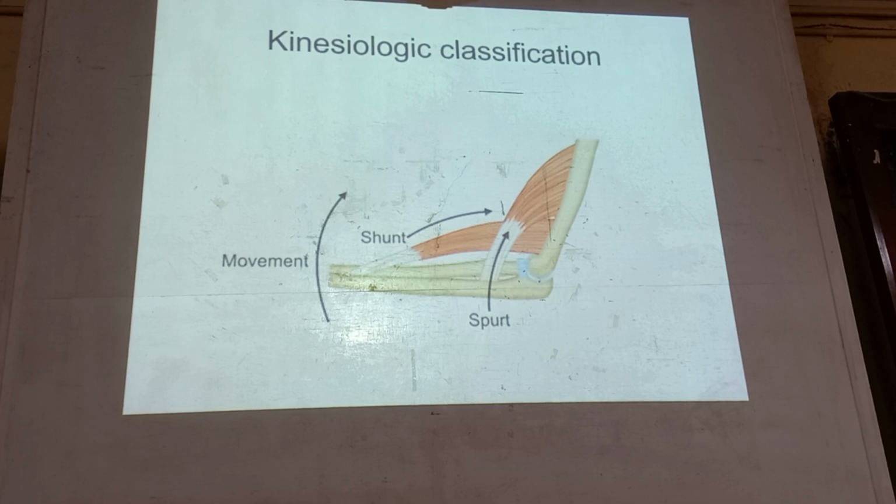So that muscle is called a shunt muscle. A muscle which has a bigger swing component is called a spurt muscle. A muscle which has a bigger shunt component is called a shunt muscle. Shunt muscles are not primarily designed for movement. They are meant for stability. Spurt muscles are the ones which are responsible for the movement. Is this clear?